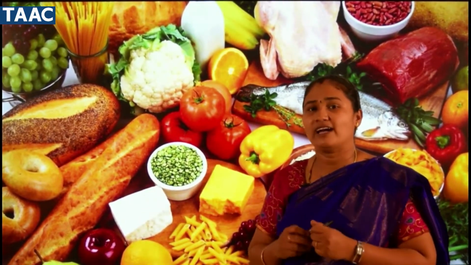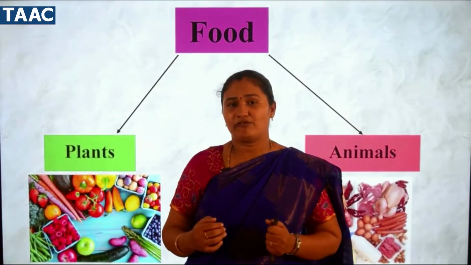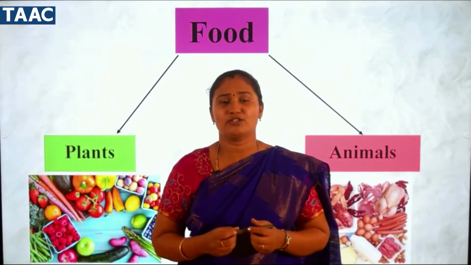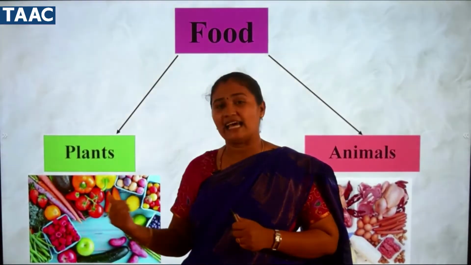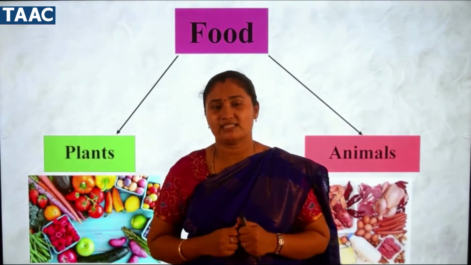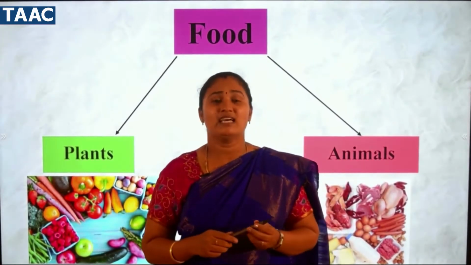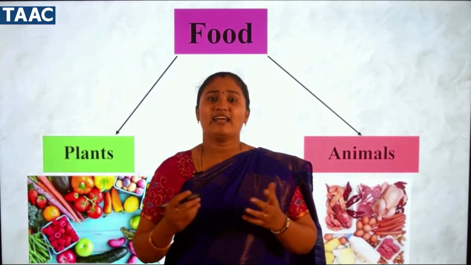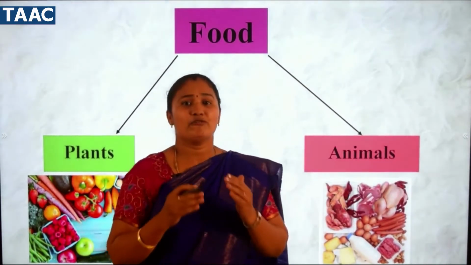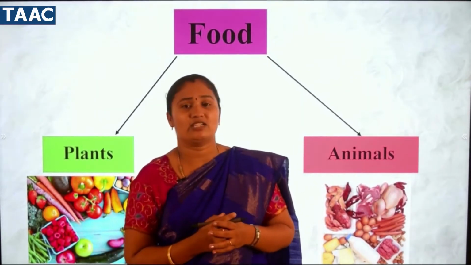The food that we eat we receive from different sources. Mainly we obtain food from plants as well as animals. So what are the plant sources? It includes all kinds of fruits, vegetables, cereals and pulses. Next, animal sources include fish, meat, egg, all dairy products, prawn, etc.